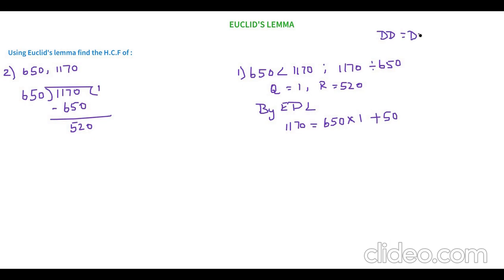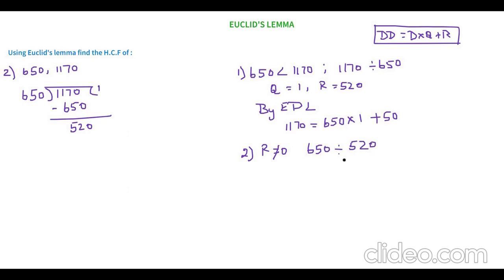So let me write here the same thing again. Dividend equals divisor times quotient plus remainder. So this you can write anywhere whenever you're doing this question, so that it is easy for you to remember. So this is our first step. So now our second step would be, since the remainder is not equal to 0, which two numbers are we going to divide? Right, we are going to divide 650, that was the divisor earlier. Now this has become the dividend, and will be divided with 520.